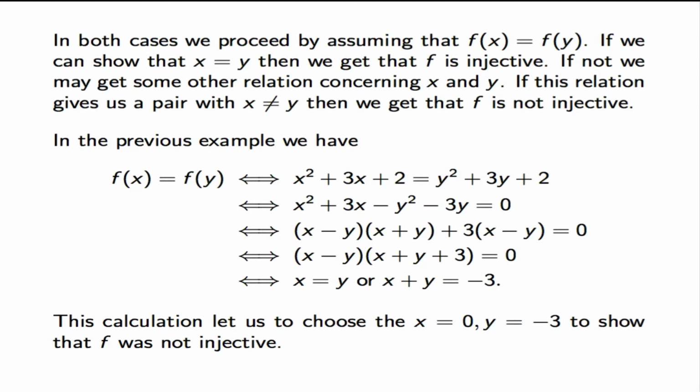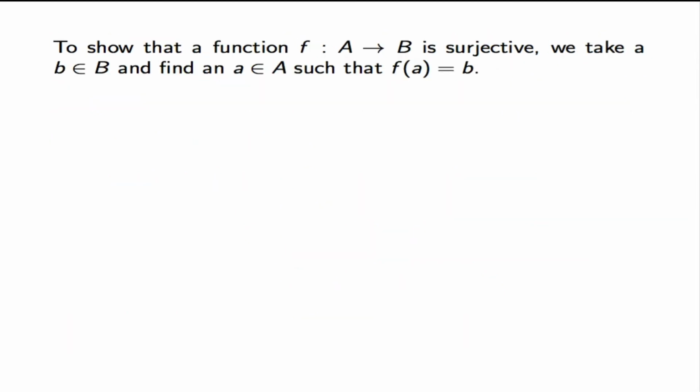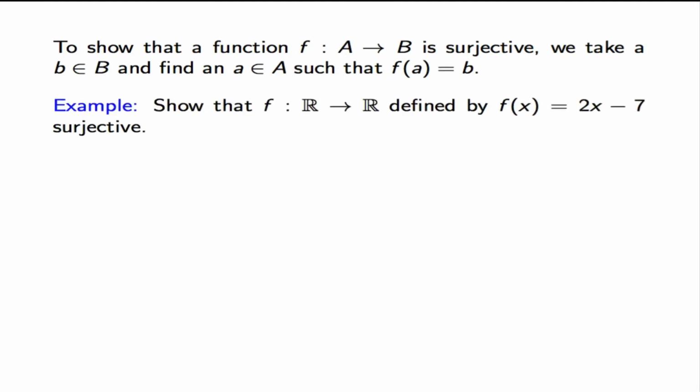Alright, so let us now move to surjective functions. Suppose we are asked to show that a function f from a set A to a set B is surjective. So what we need to do is the following. We must, for every element b in B, find an element a in A for which f of a is equal to b. For example, suppose we are asked to show that the function f from the reals to the reals defined by f of x is equal to 2x minus 7 is surjective.